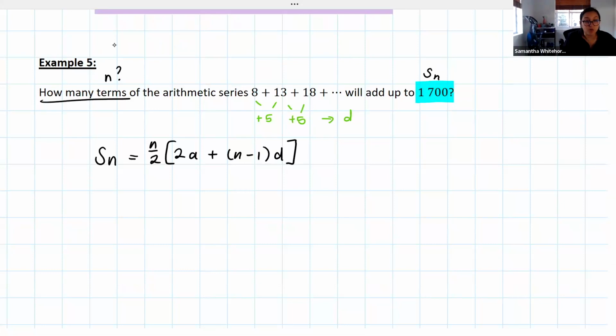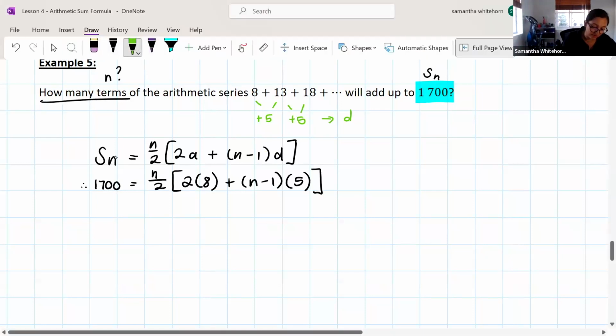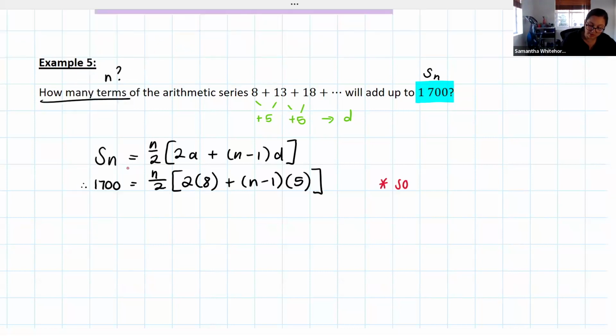And we go sub in what we know. So we know the sum, 1,700. n is what we are looking for. We know the first term is 8. And we know our constant difference is 5. What's really, really important here, guys, is your goal at the end of all of this is to solve for n.